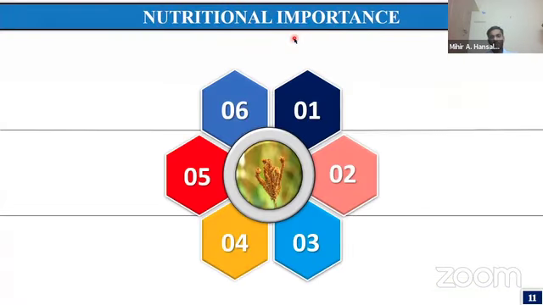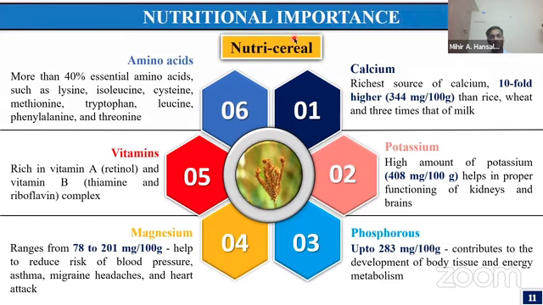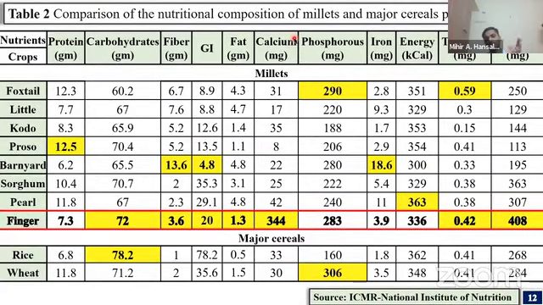Then nutritional importance. We all know that these millets are known as nutri-cereals, where finger millet is the richest source of calcium, which is tenfold higher than rice and wheat. It is also rich in potassium, phosphorus, magnesium, vitamin A and B complexes, then 40% essential amino acids like isoleucine, lysine, cysteine, methionine.